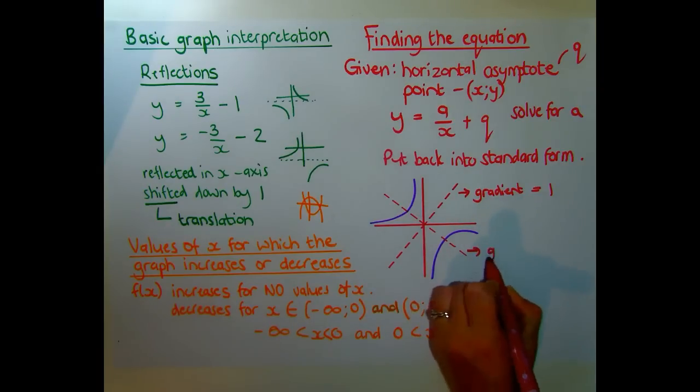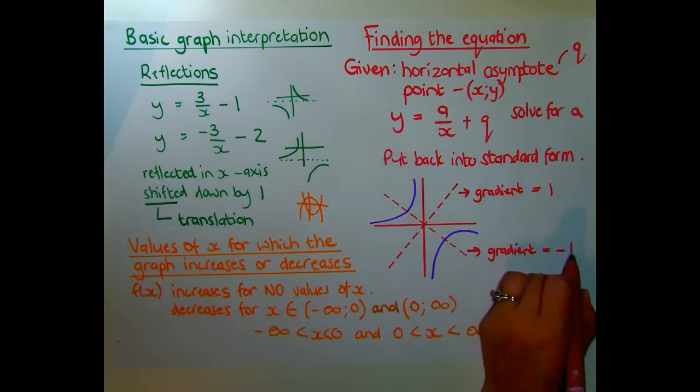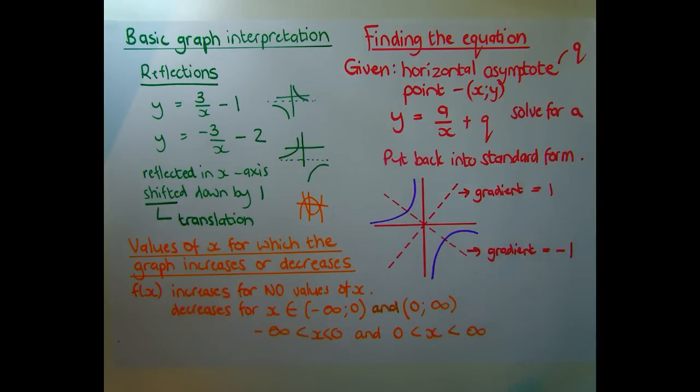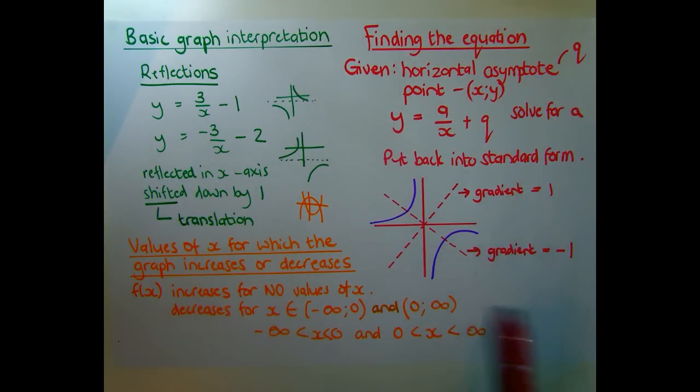And this one has a gradient of -1. You've got to know that off by heart, and then when you have to find the equation and you are given the lines of symmetry, which you treat as straight lines, you'll be able to work with the information to find the equation.